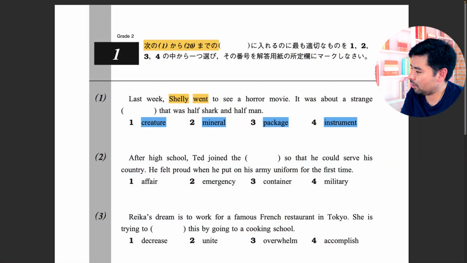Creature, mineral, package, instrument. I mean, I think in my opinion, they are easy words. Creature, I'm gonna give you the definition for that in Portuguese. Criatura, mineral, mineral.